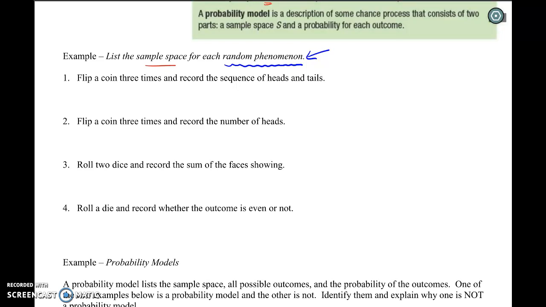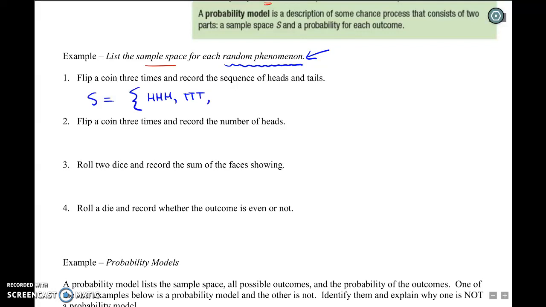Number one, flip a coin 3 times and record the sequence of heads and tails. So I'm flipping a coin 3 times. There's the random phenomenon, but I'm recording the sequence of heads and tails. That tells me what my sample space is going to look like. So my sample space S, and you could just list them out, you don't have to use this fancy notation, is the set of all possible sequences of heads and tails. Heads, heads, heads. Tails, tails, tails.